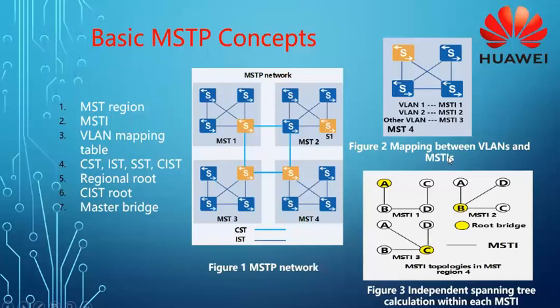concepts. So in one region, we have one regional root switch. It will be the principal switch of the MST region. And inside every MST instance, I have a CST root, like the yellow color here. Each yellow switch is the CST root. And we have the master bridge for our region too.